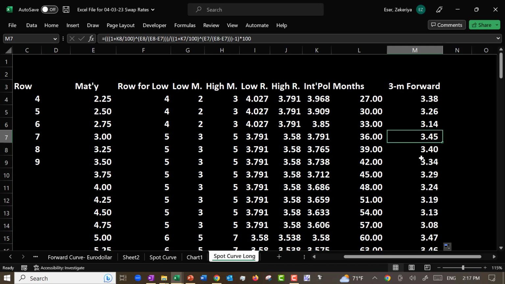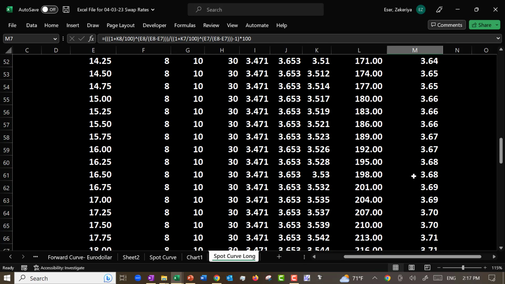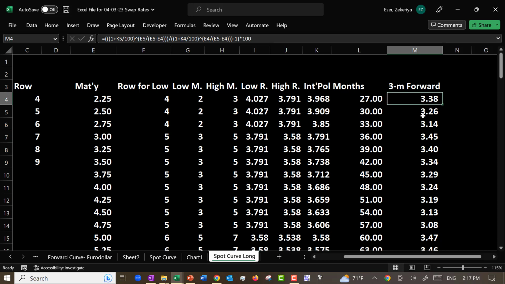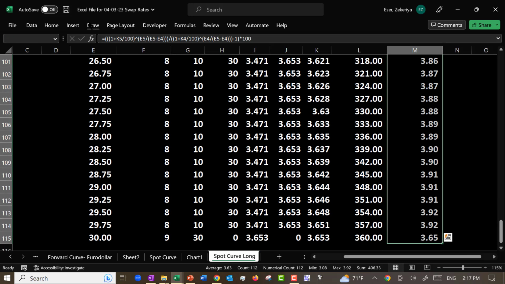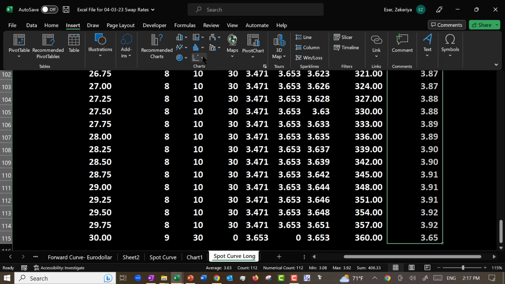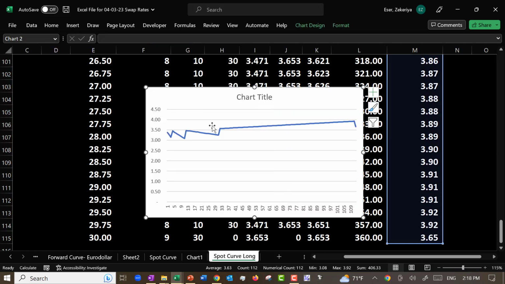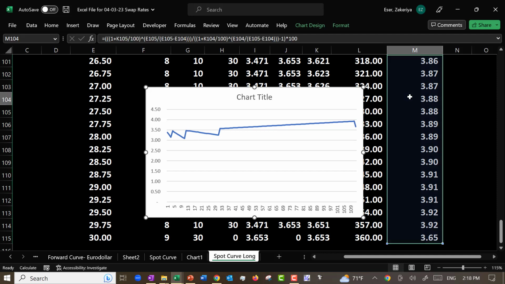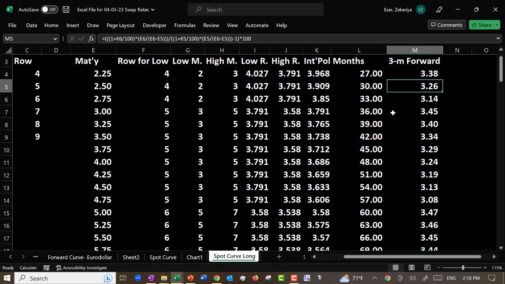Let's see what that forward curve looks like. Because of the linear nature, it kind of looks like that. There's something wrong here. It shouldn't be that bad. Let's do this in VBA.